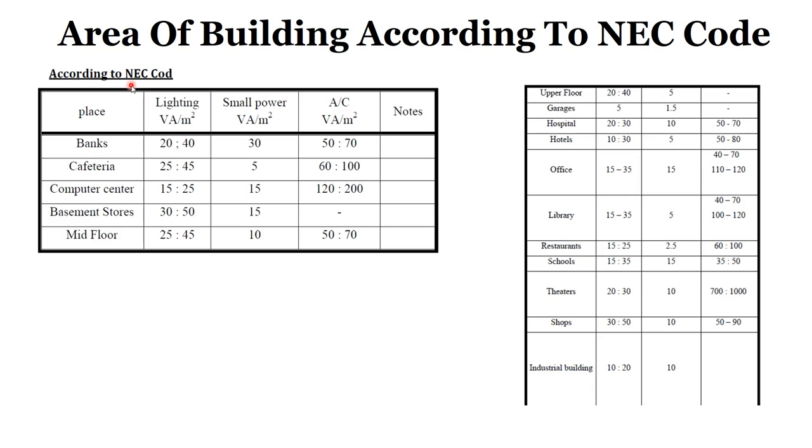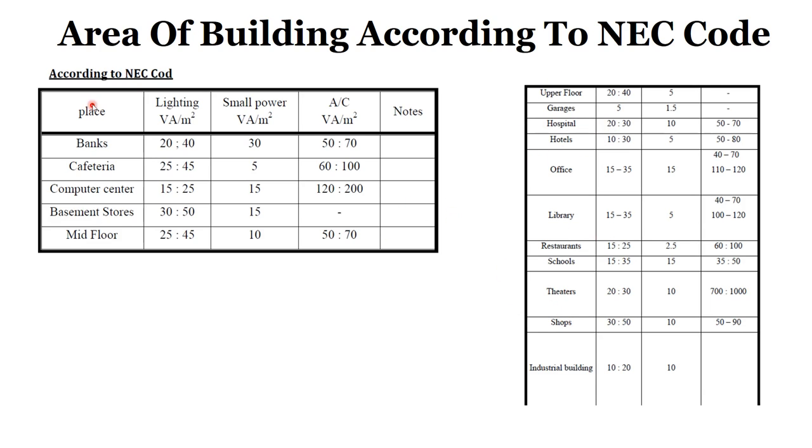So according to the NEC code, we have the place. As you can see here, we have banks, cafeteria, computer center, office, library, restaurants, schools, theaters, and so on. Shops, garages, hospital, hotels, and all of this.